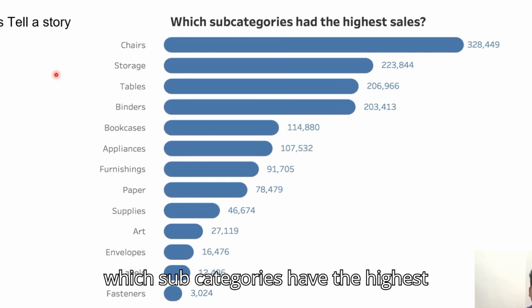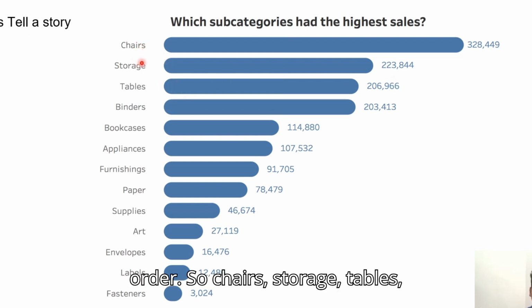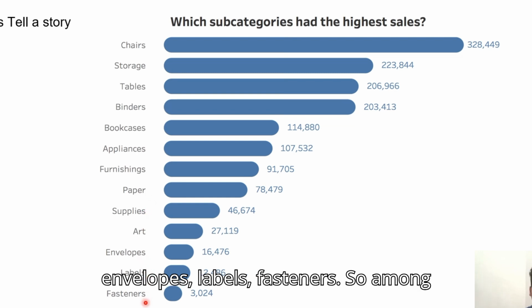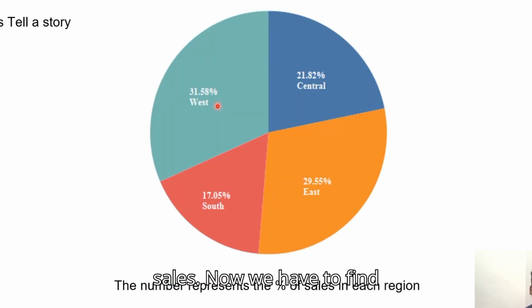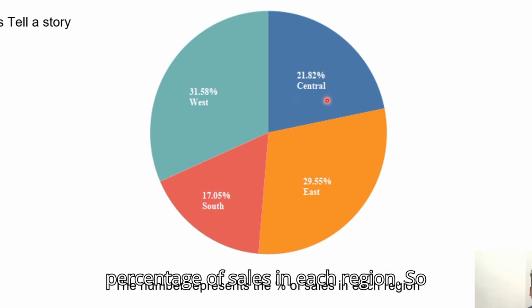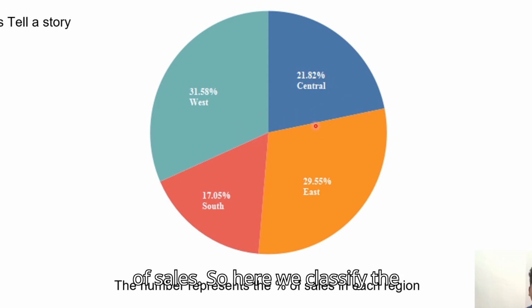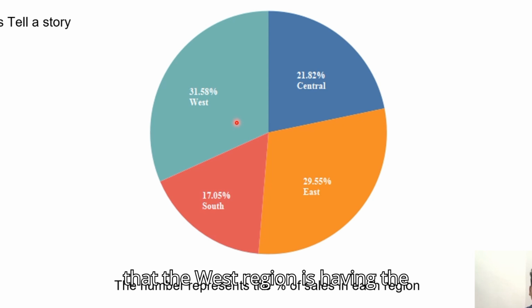So which subcategories had the highest sales? Now we can arrange this in order: chairs, storage, tables, binders, bookcases, appliances, furnishings, paper, supplies, art, envelopes, labels, fasteners. Among these, which subcategory has the highest sales? Now we have to find the number that represents the percentage of sales in each region. Which region has the highest percentage of sales? Here we classify the regions as west, south, east and central. From this we can understand that the west region has the highest percentage.